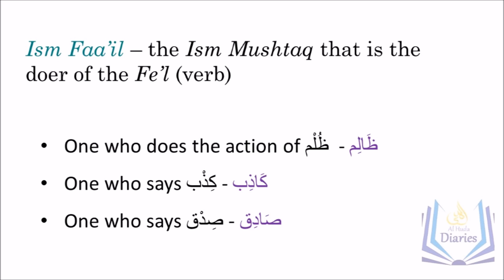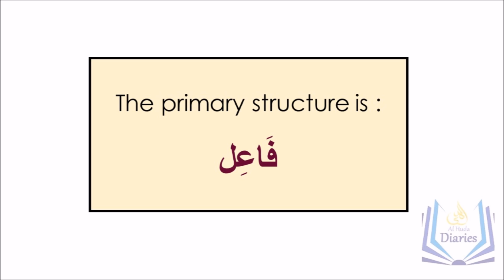One who does the action of zulm, wronging, is a zalim. One who says kadhib is a liar. One who says sidq, the truth, is a sadiq. So Ism Faa'il, the primary structure is fa'il. It has many structures, but the primary structure is fa'il.